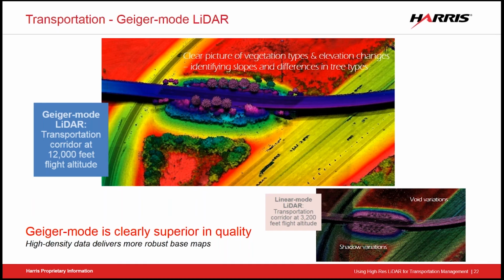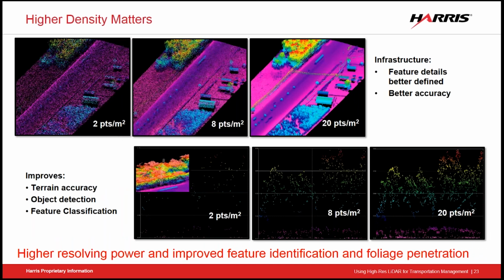So again, feature details are important, as are terrain and the accuracy of detection and classification. The example here goes from 2 points to 20 points. And again, transportation typically requires a higher density to resolve the data that they need, especially around asset management and inventory management.